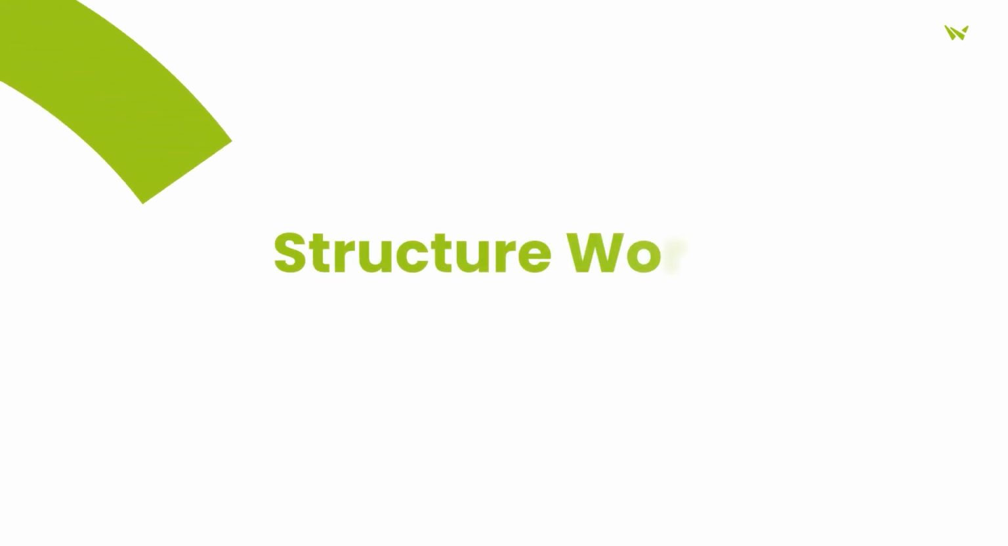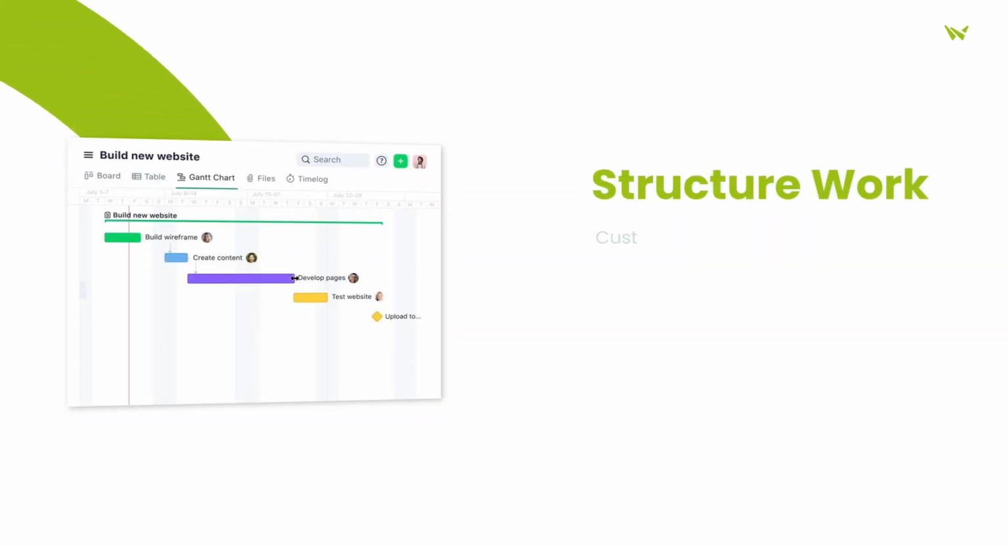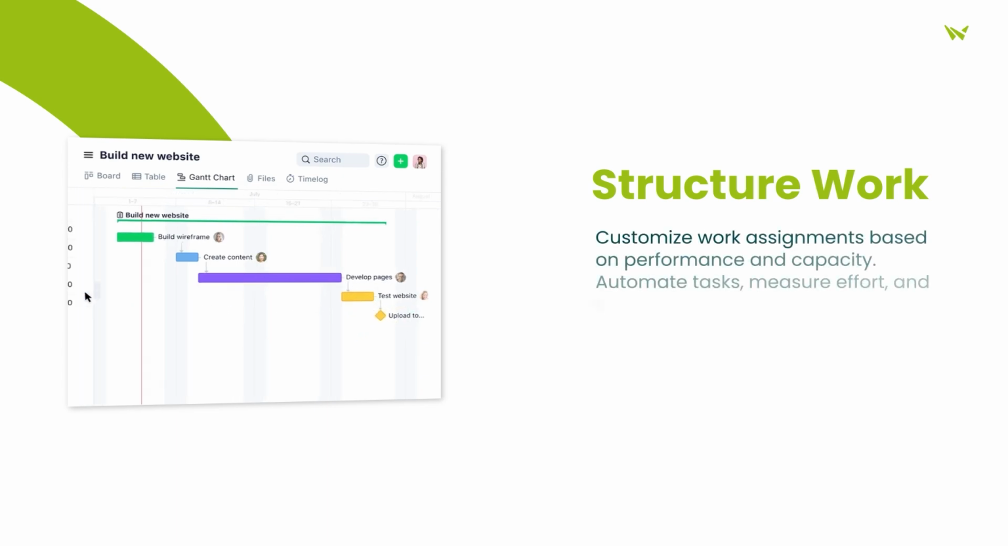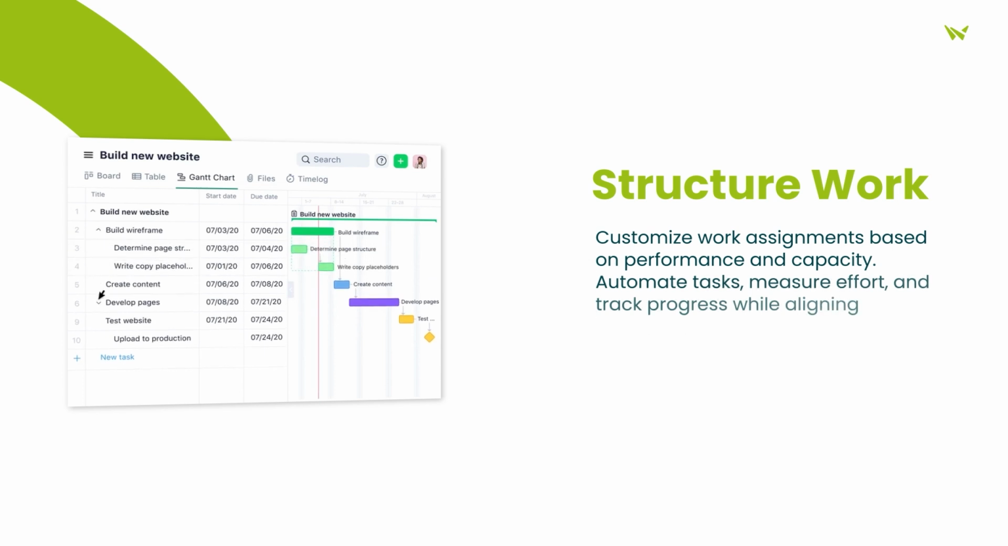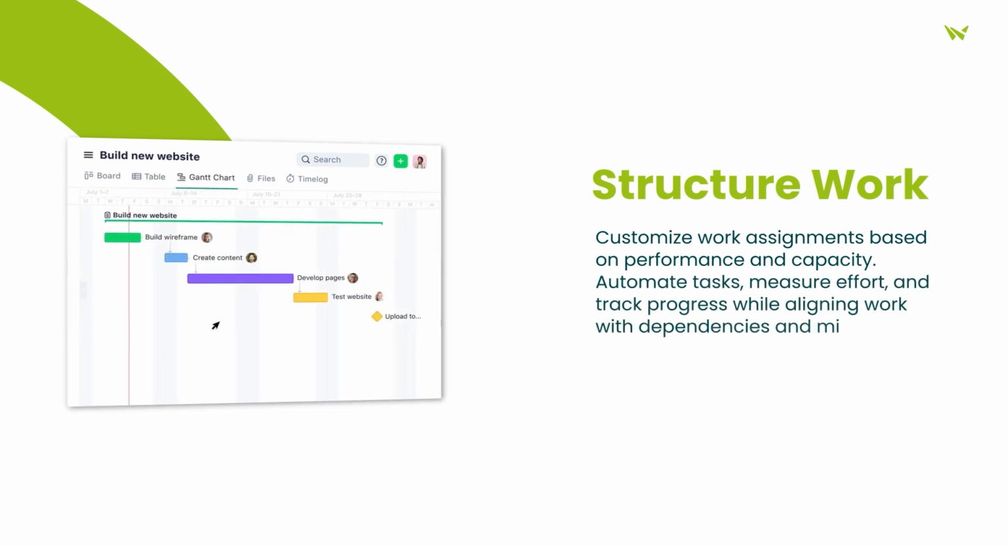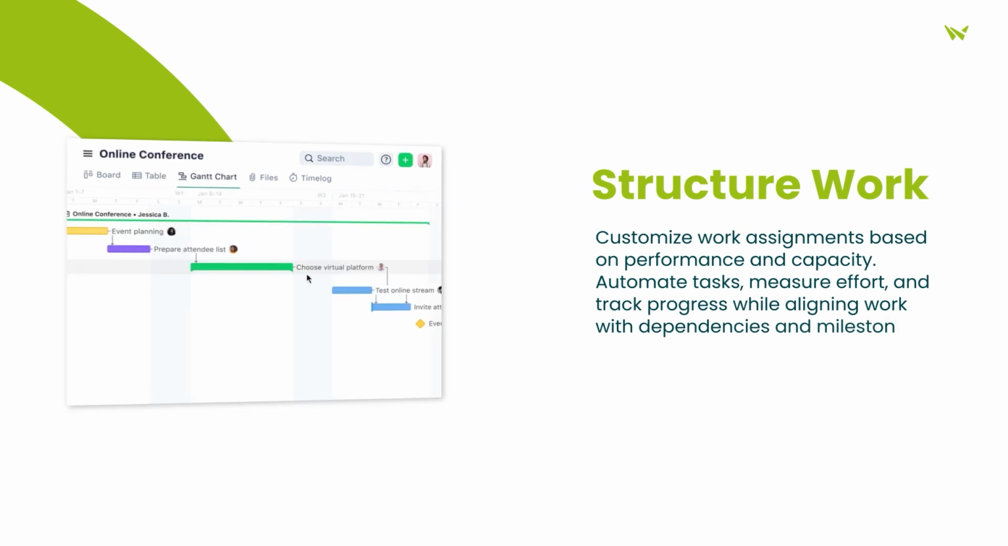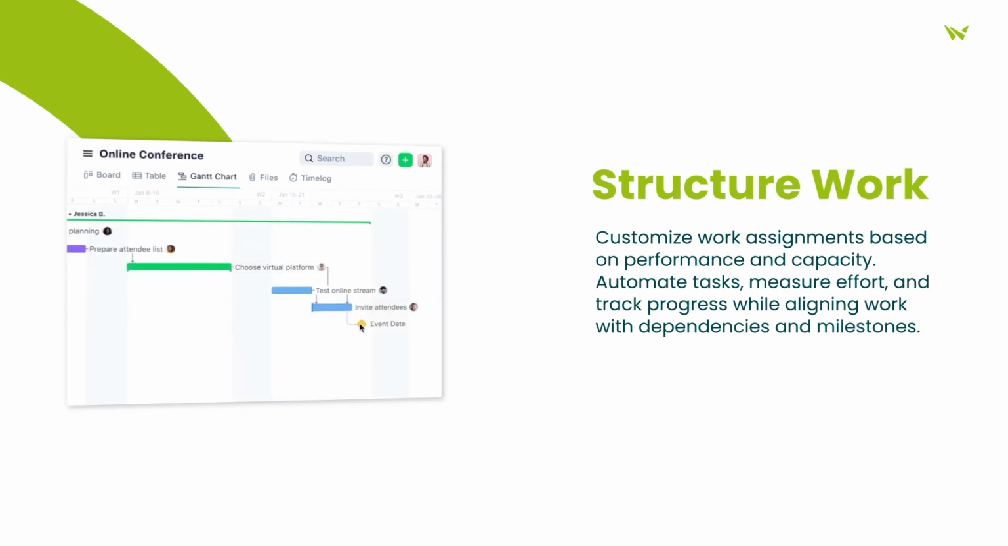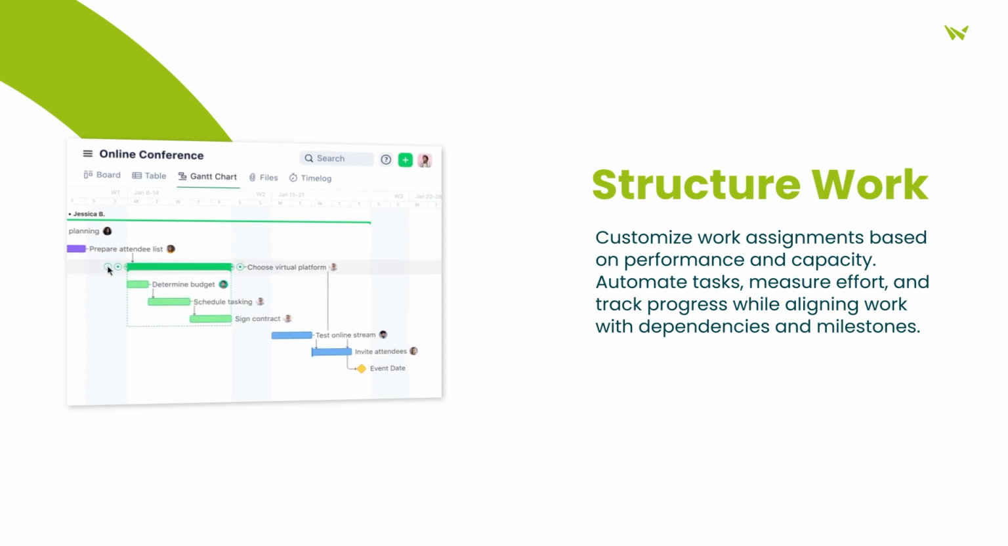Next, structure work. With Wrike, you can set up your work in a way that makes sense for your team. You can assign work based on performance and capacity, automate assignments, measure effort and budget, and keep track of how much work is completed and when. It also allows you to align work with other dependencies and important milestones.